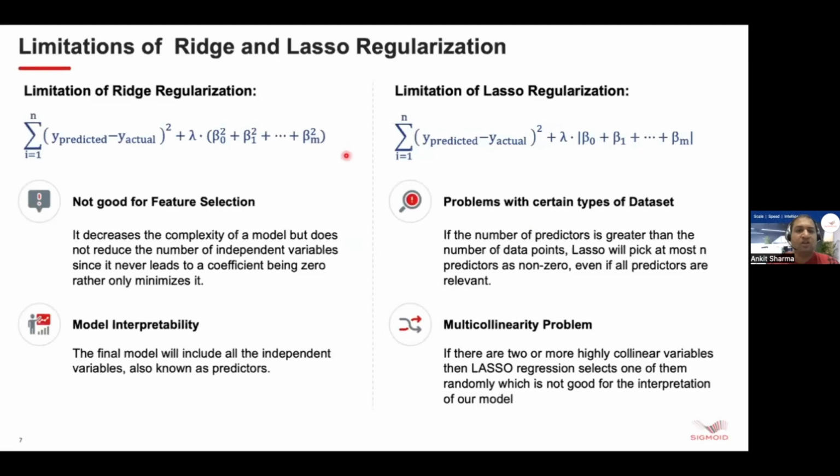So the cost function of ridge regularization and the lasso regularization is given by this formula. The main difference we have already discussed is the penalty terms. Here it is lambda times the beta coefficient squared. For lasso, it is the absolute value.